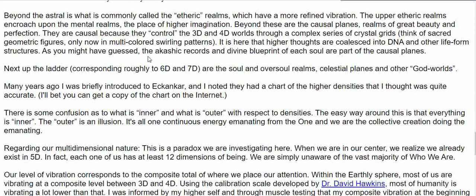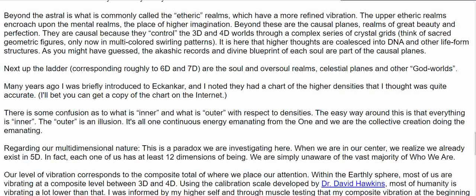It's here that higher thoughts are coalesced into DNA and other life form structures. As you might have guessed, the Akashic records and divine blueprint of each soul are part of the causal planes. But the causal planes are also the planes where we deliver our deeds. We bring our deeds to these planes to be accountable for them. So that's why it's a bit fearful, but you shouldn't be afraid, because you can always claim your redemption. You know why? Because you tell them, it's you who sent us there. So why now blame us for the thing that you have chosen?